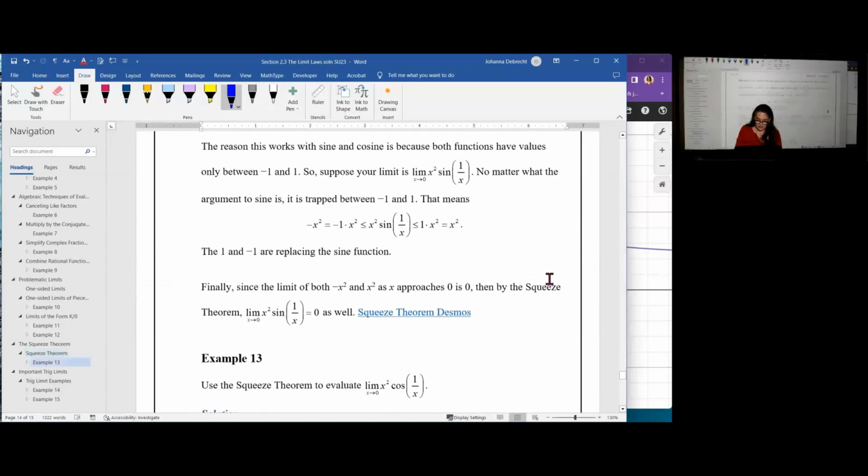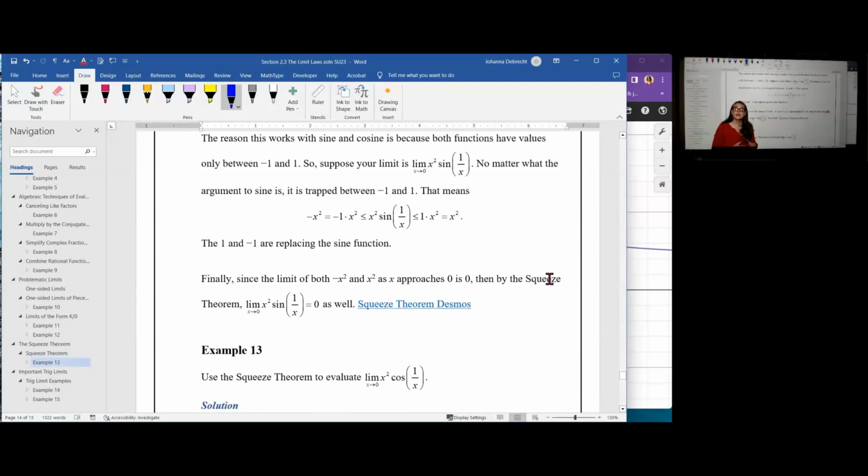This works very nicely with sine and cosine functions because sine and cosine always oscillate between -1 and 1. That means that we can replace the trig function with a 1 or a -1 to trap a function with sine or cosine between two other functions that hopefully we can determine the limit of. Let's take a look at this limit right here. The limit as x approaches 0 of x squared times the sine of 1 over x. I know it's not defined at 0 because thou shalt not divide by 0, but the limit could still exist.